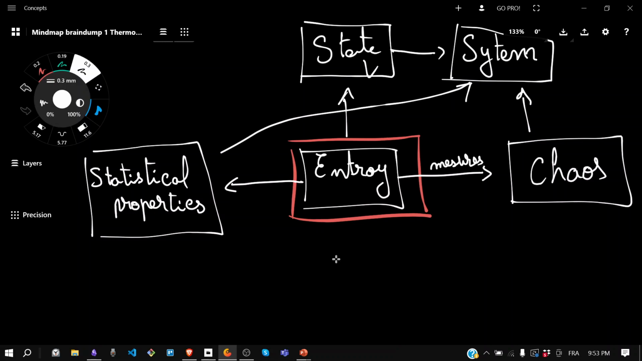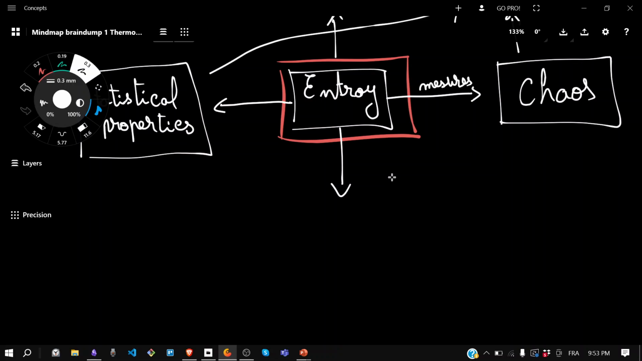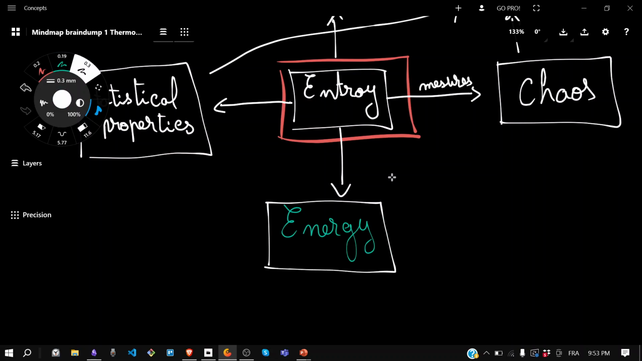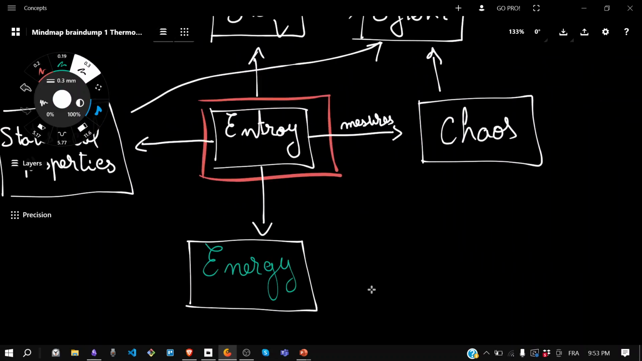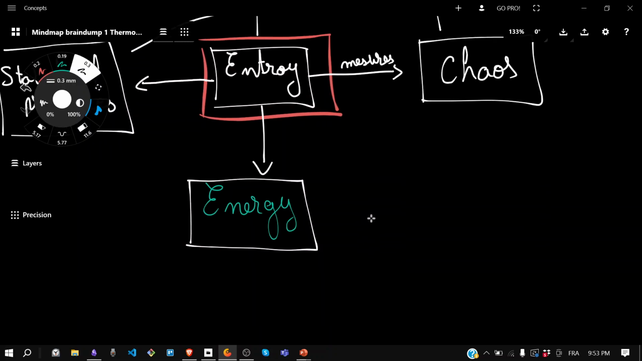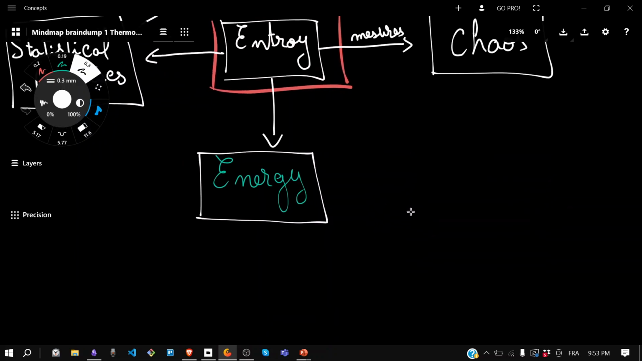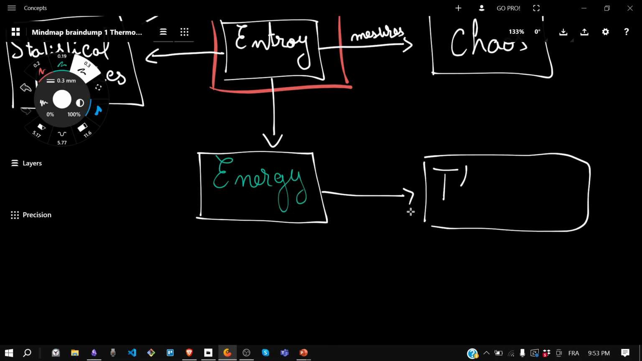Now, entropy is tightly linked to energy. And here's why I'm telling you this. So here we have energy. I'm writing it in another color because energy is actually, I think, even more central to thermodynamics than we think, because here we have thermal energy. And by the way, I know it's very chaotic right now, no pun intended.